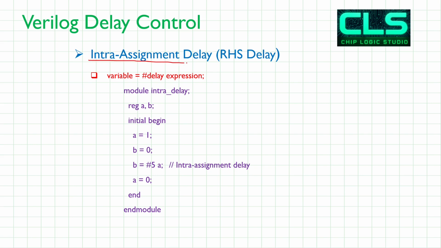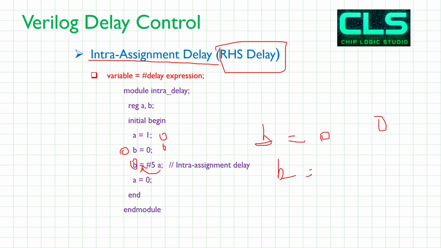Second is intra delay, or RHS delay, easy to remember because we mostly use it on the RHS. Same thing, it will execute at 0, but here b will execute at 0, but b will get the value of a at 5 units. So b equals 0 at 0, and b equals the value of a, which is 1, so b equals 1 at 5 nanoseconds or 5 units. So these are the two types of delay.